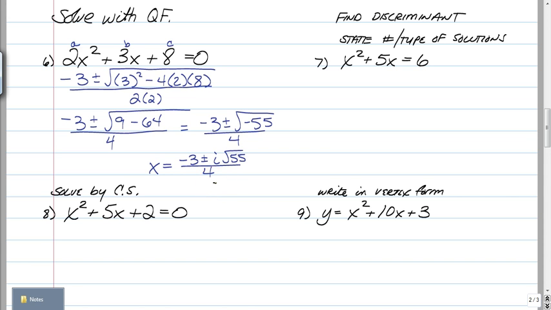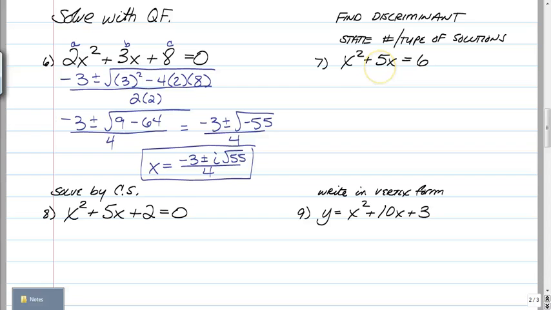You can write it as negative 3/4 plus or minus i root 55 over 4. But since nothing can be simplified, you are allowed to leave it this way. Now, if it can be simplified, make sure you split it up and simplify it. Okay? Next, the discriminant and the type of solutions.